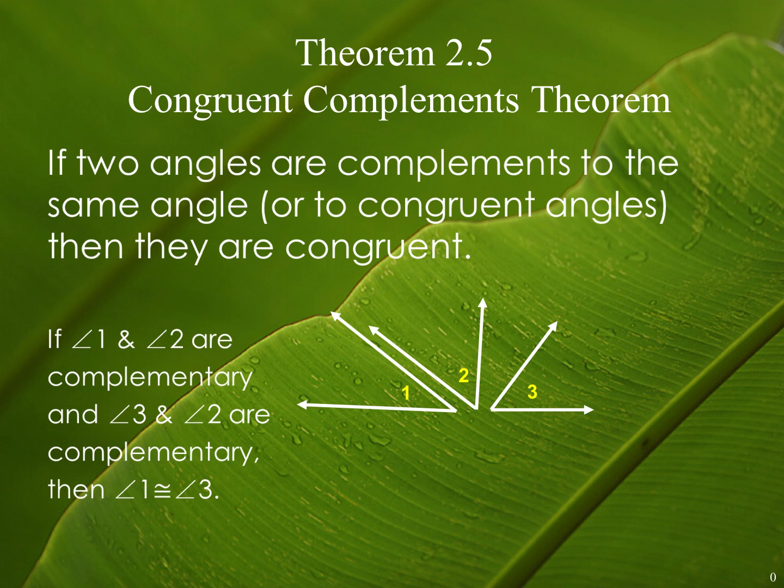Congruent complements theorem. Complements meaning what? 90. Good. If 2 angles are complements to the same angle or to congruent angles, then they are congruent. So looking at this one, if angle 1 and angle 2 are complementary, and angle 3 and angle 2 are complementary, then angle 1 and angle 3 are congruent.